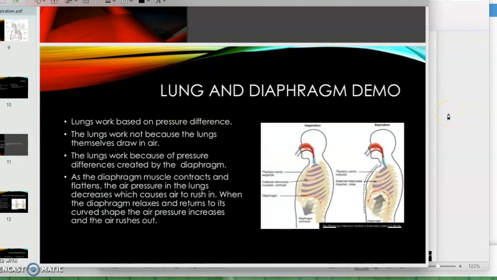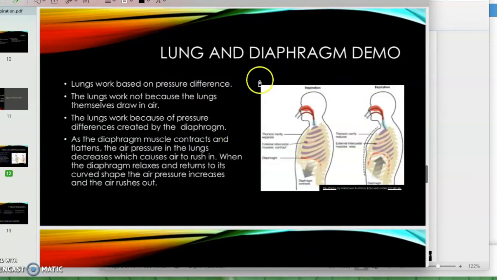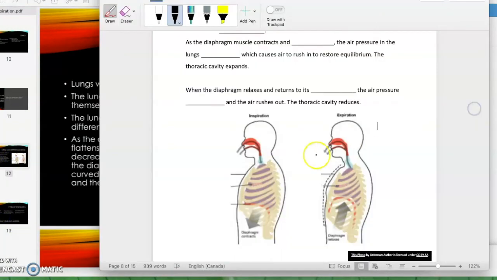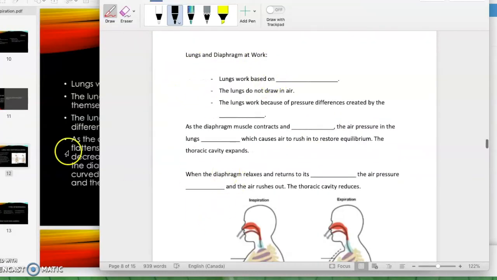Hi everyone, so we're going to jump around a little bit on our notes today. In your notes booklet you had types of respiration next, but we are going to go to the lungs and diaphragm demo. So that is this page. It's lungs and diaphragm at work. So I'll get you to fill this in today.